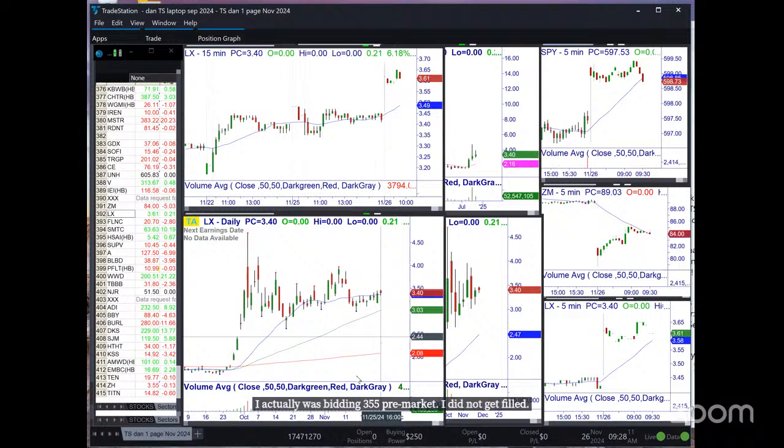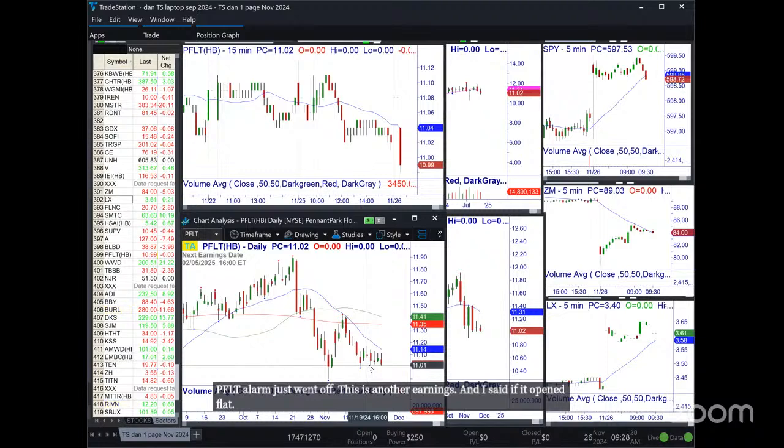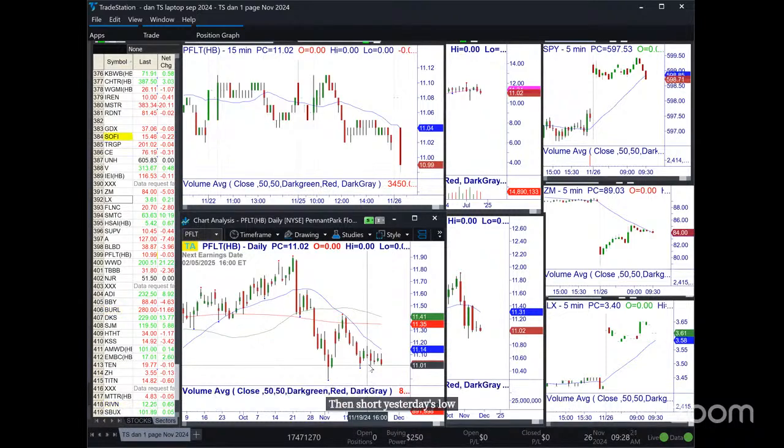PFLT alarm just went off. This is another earnings. And I said if it opened flat, then short yesterday's low. So that's a 5-minute low trade. That looks fantastic. Put that in a window, 5-minute low. Looks great.